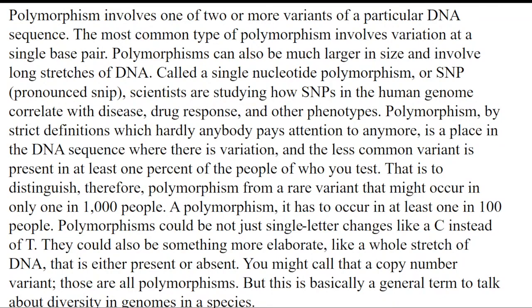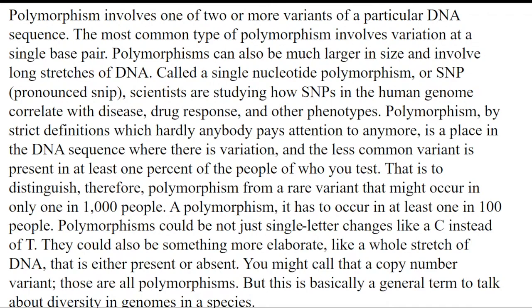Polymorphism, by strict definition, which hardly anybody pays attention to anymore, is a place in the DNA sequence where there is variation and the less common variant is present in at least 1% of people who you test. Which is to distinguish, therefore, polymorphism from a rare variant that might occur only one in 1,000 people. A polymorphism has to occur in at least one in 100 people.